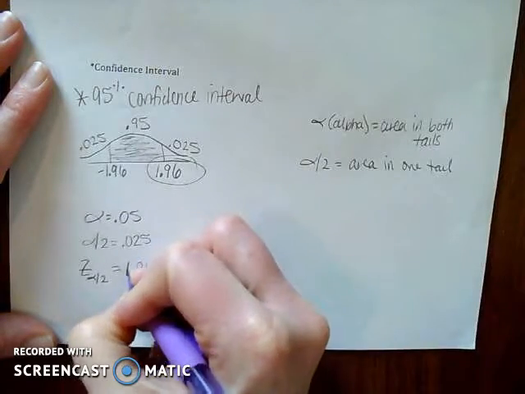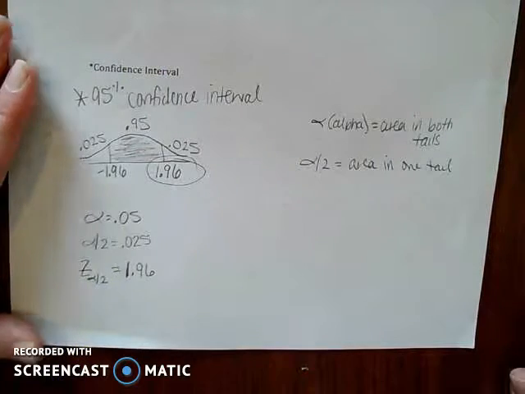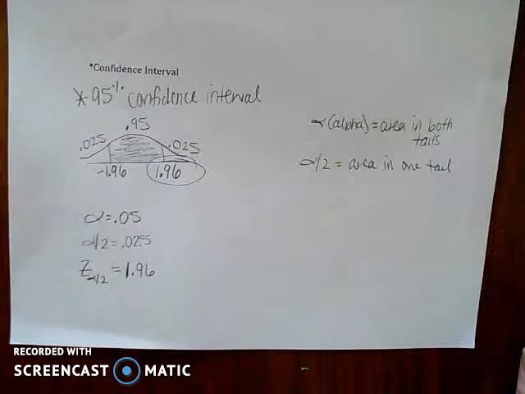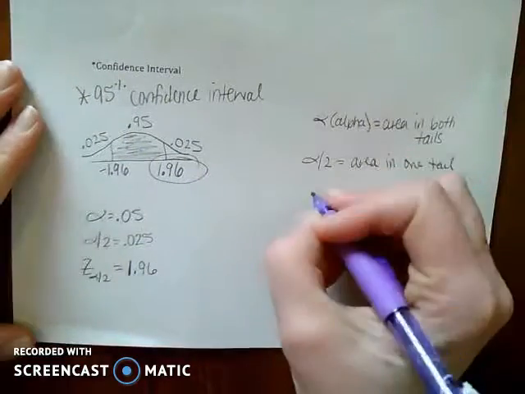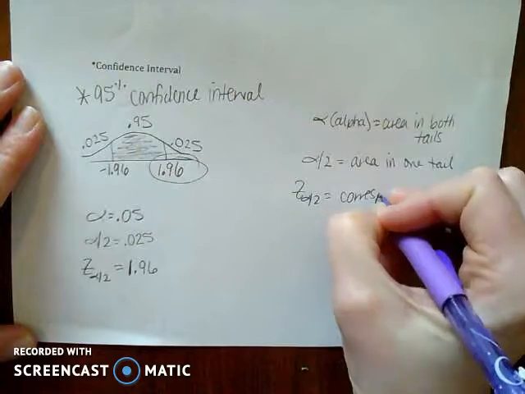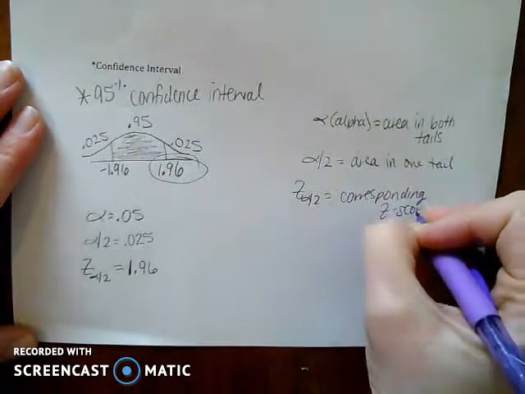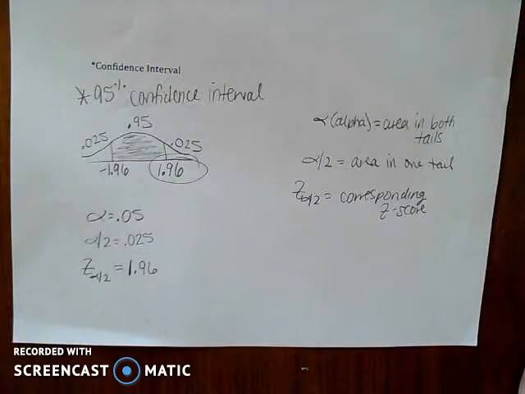It's always your positive z-score. So even though you look up this one first, z of alpha over 2 is technically positive 1.96. It really doesn't matter which one you use because you're going to add and subtract anyway, but it is supposed to be the positive. All right, so z of alpha over 2 is the corresponding z-score to whatever alpha over 2 is.